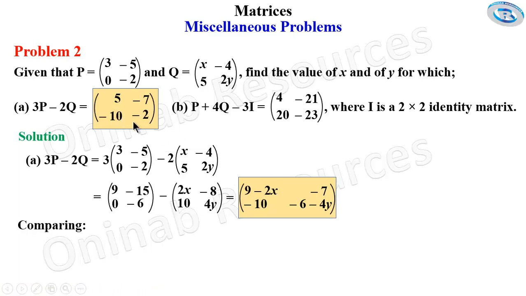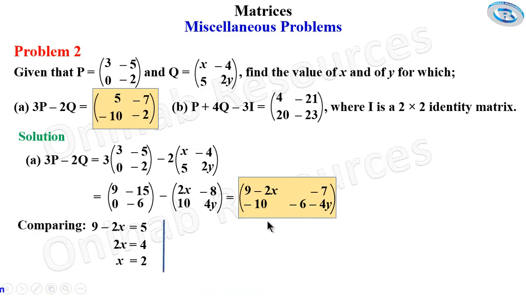Comparing them, this minus 10 is equal to minus 10, minus 7 is equal to minus 7. So which means 5 is equal to this and negative 2 is equal to this. So we equate them accordingly and solve for the value of x and of y. So we say 9 minus 2x is equal to 5. You see this? The first element here is equal to the first element. So solving this, we have 2x is equal to 4, where x is equal to 2.